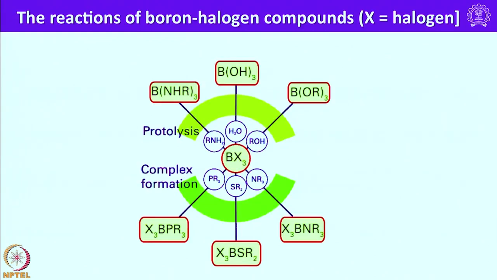For example, you can see here BX3 can react with water to form boric acid, B(OH)3, or you treat it with alcohol to form the corresponding alkoxide or aryl oxides, or one can treat with amines to form adducts, or one can also treat with dialkyl sulfide or diaryl sulfide to form the adduct, again similar to amine adducts. And when reacted with phosphine it also forms adducts, and similar adducts are also known with carbon monoxide as well. And on treatment with amine, it undergoes protolysis to form this kind of compounds, B(NHR)3. Okay, these are some reactions of boron halogen compounds.